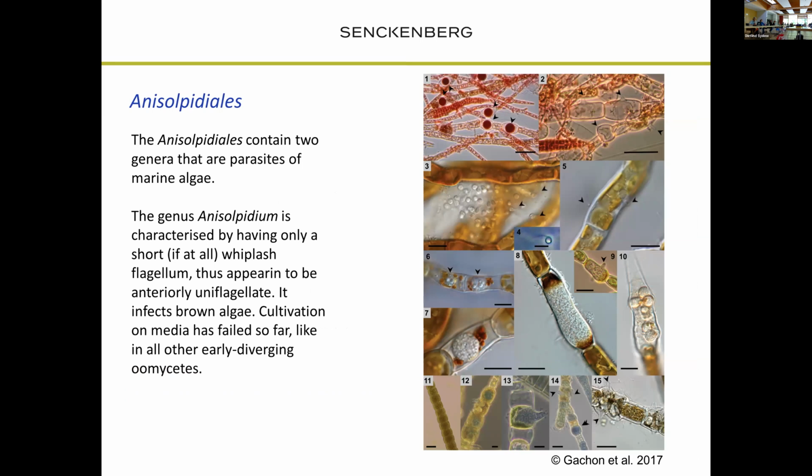Then another group, also among the early diverging Oomycetes, are the Anisolpidiales. The Anisolpidiales contain two genera that are parasites of marine algae, and Anisolpidium, at least for the species published so far, infects filamentous algae, and is characterized by having no whiplash flagellum, just the tinsel flagellum. Which means they have one flagellum that is directed forward and not a second one that they are dragging behind. And also those haven't been cultured so far.